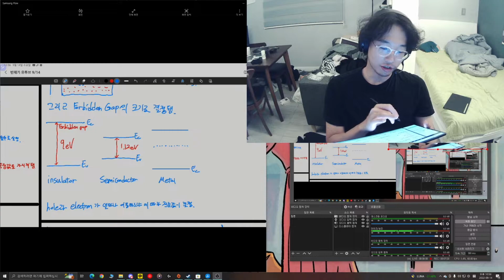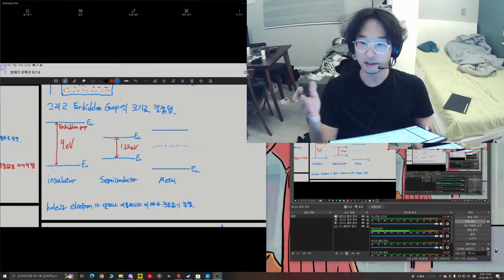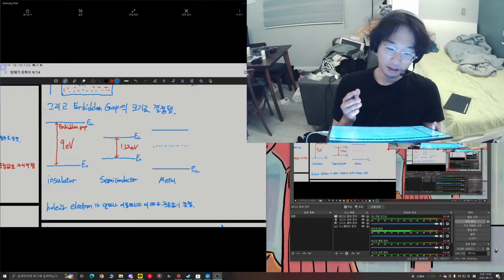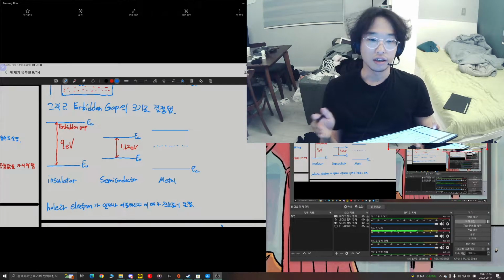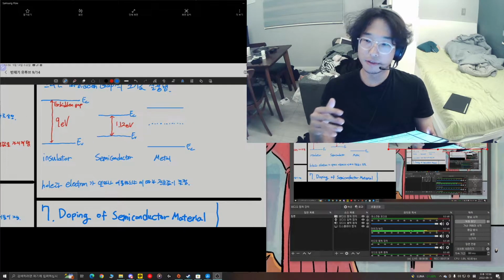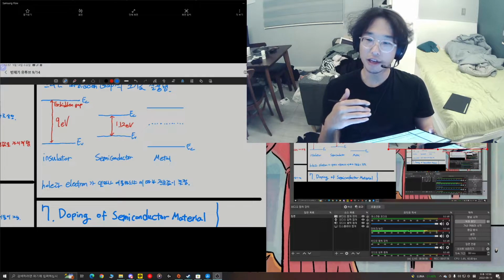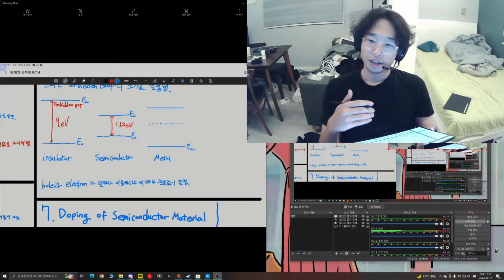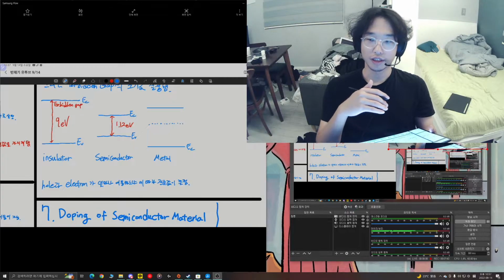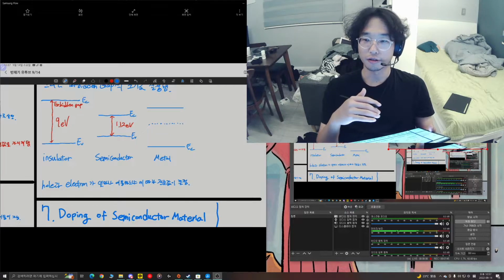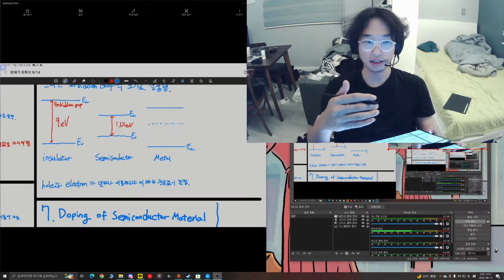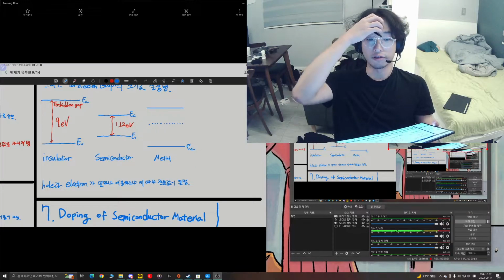An insulator has the largest forbidden gap, like 9 electron volts, a semiconductor has 1.12 electron volts, and a metal has none. So metal can move electrons freely because they don't have to get energy to go to the conduction band, but a semiconductor has to get 1.12 electron volts to go from the valence band to the conduction band, and an insulator 9 electron volts.